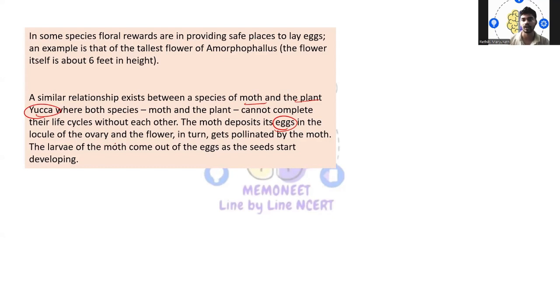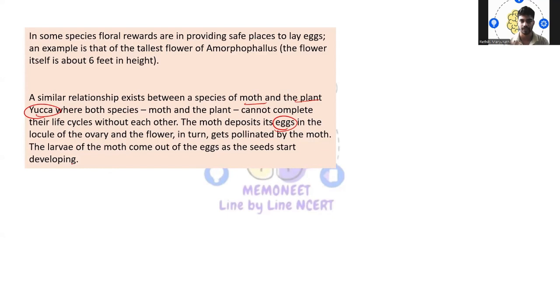So after some months, what happens? The larva of the moth comes out of the egg as the seed starts developing. As the seeds start developing, the moth's larva also starts developing and comes out of the egg. So this is how the pollination occurs, a mutual benefit kind of pollination.